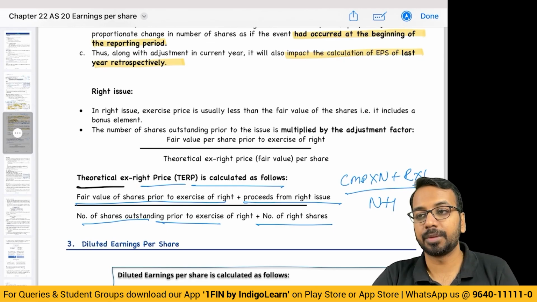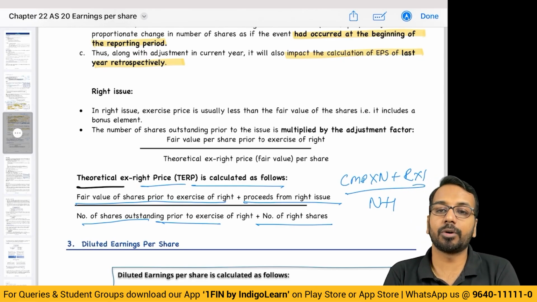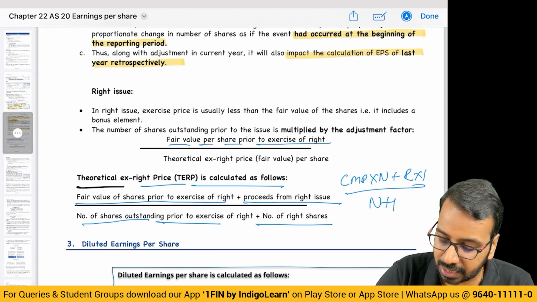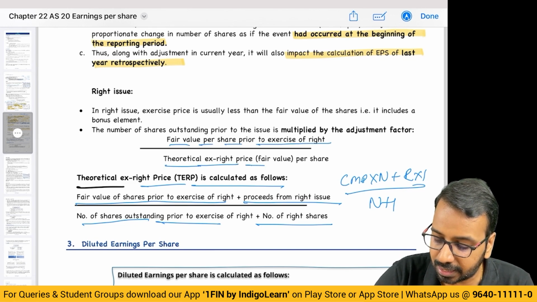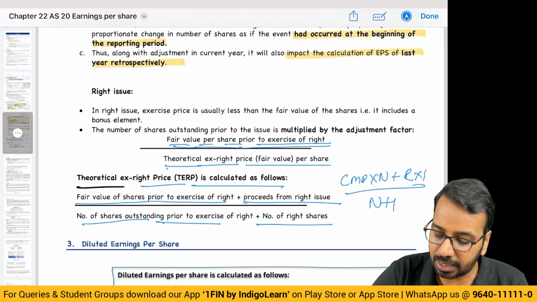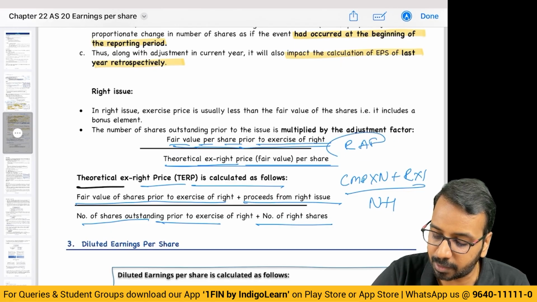Okay. Now, as I told you, there is a bonus element in a rights issue, which is given by fair value per share prior to exercise of right divided by theoretical ex-rights price. Fair value per share prior to right divided by theoretical ex-rights price.